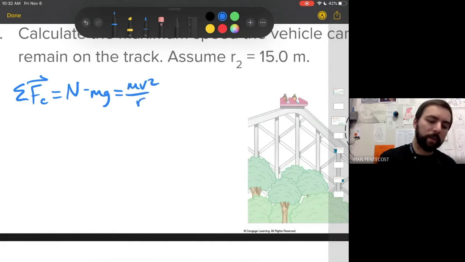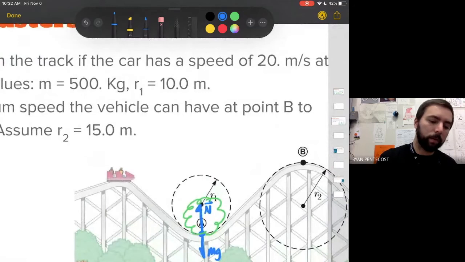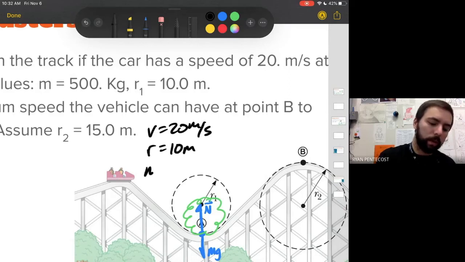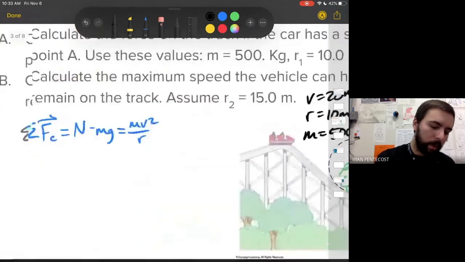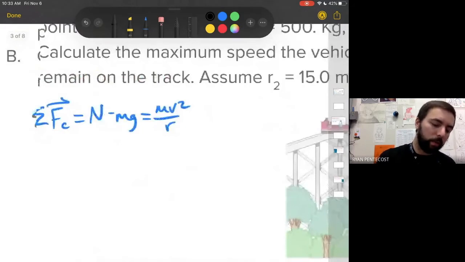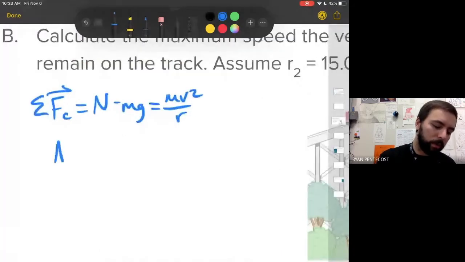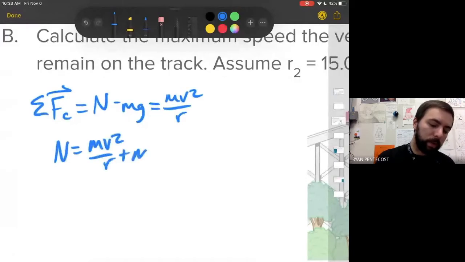And we have a set of givens. Let's get our givens real quick before I continue on. Our speed is 20 meters per second. Radius is 10 meters. Mass is 500 kilograms. I believe that is everything. Yes, okay. All right, so if we want to solve for normal force, right? Normal force is going to equal mv squared over r plus mg. We factor out that m to get m times v squared over r plus g.